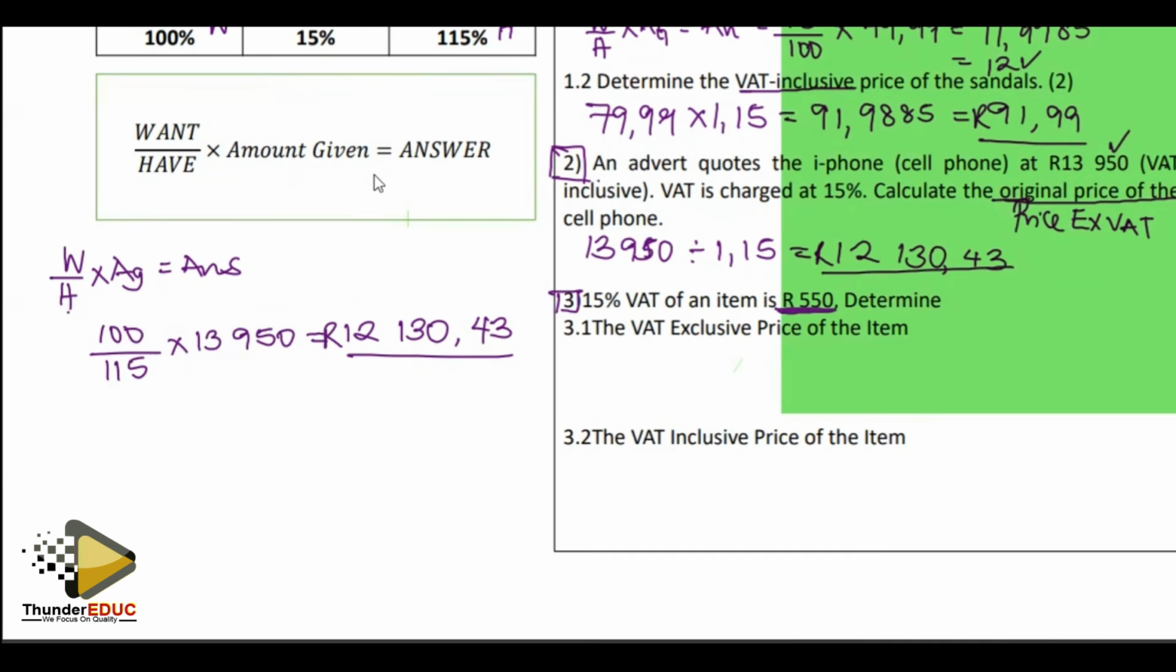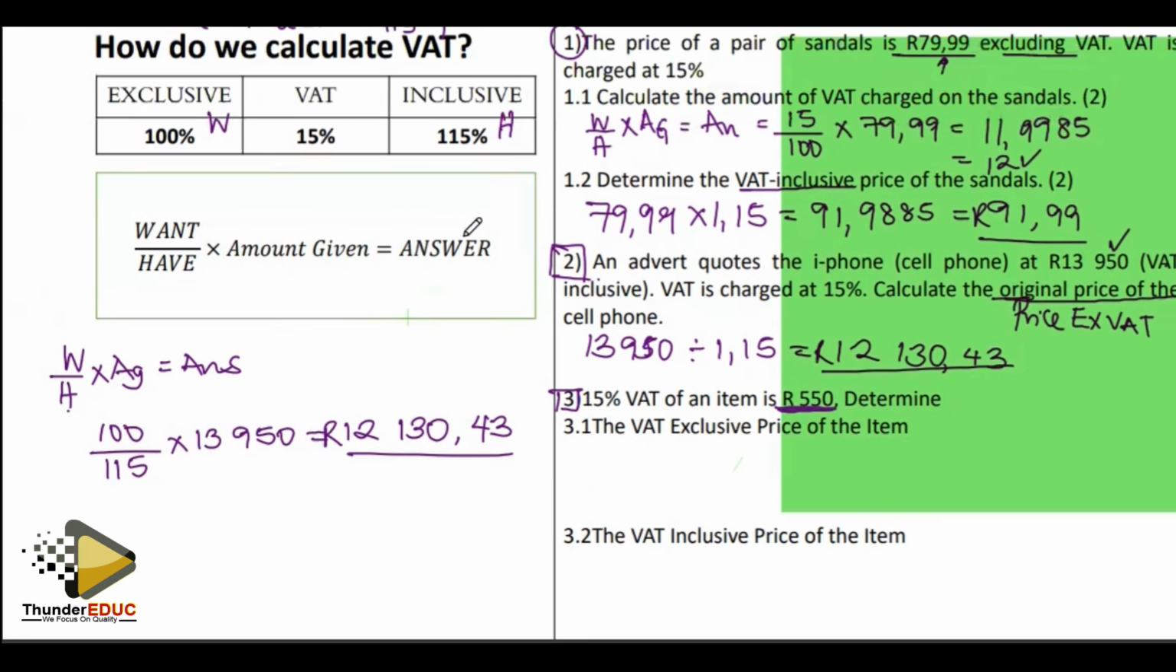Now this is when the table becomes so useful. So ask yourself, what do I want and what do I have? In the question, they want VAT exclusive. Yes, they want this. But what do I have? I have VAT. So what shall we say? We shall have what I want over what I have times the amount given. I should get the answer.